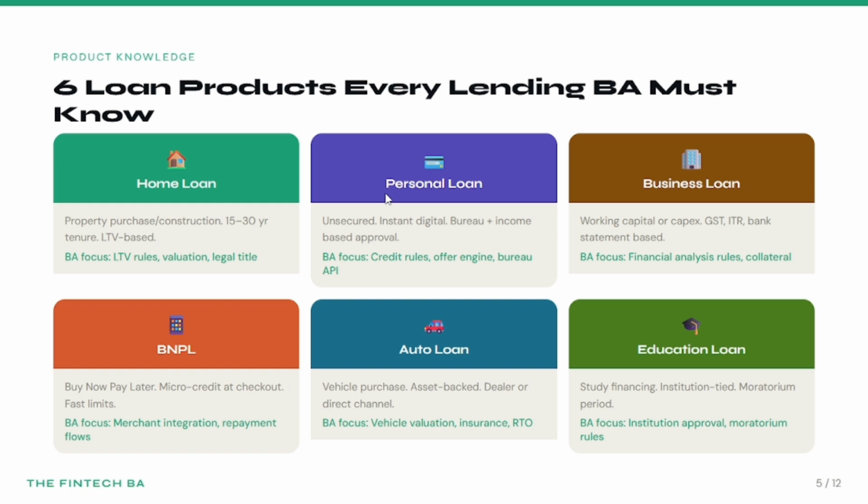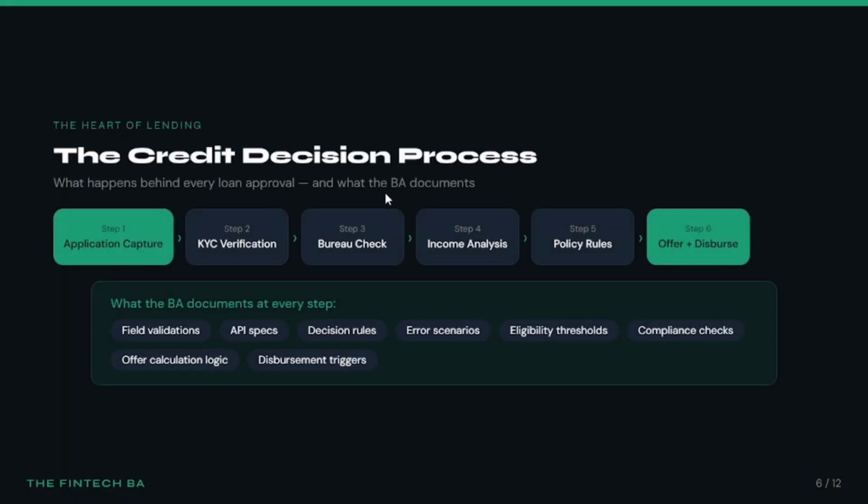Now if I talk about education loans, those who are studying need financial support. By the time they apply for the loans, they get the loans, and they get the facilities as well. So this is all about the products: home loans, personal loans, business loans, buy now pay later, auto loans, and education loans. Multiple things are there which we need to understand and take care of at the time of documenting, or at the time of taking the requirements from the customers, and we need to understand them, right?